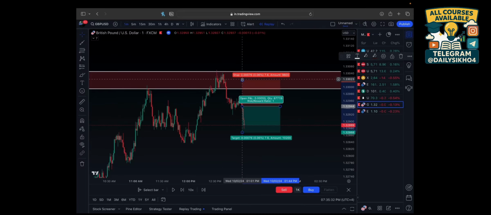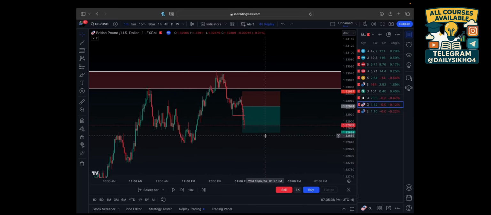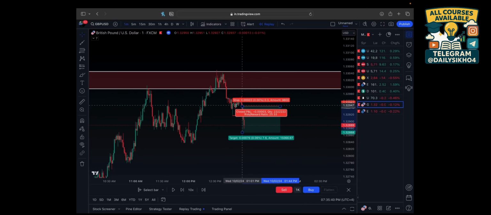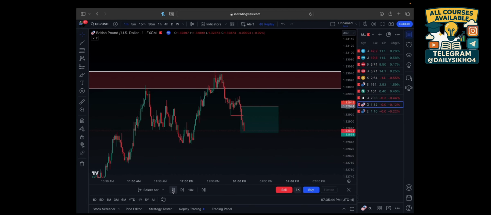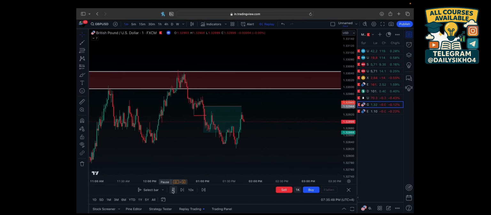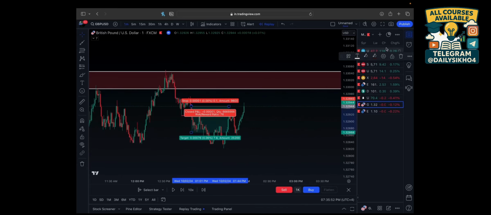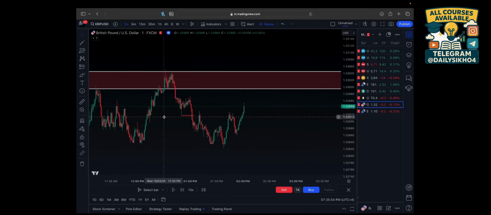So I entered somewhere over here. My stop loss was already over here. And the moment price broke structure over here, the moment price made a new lower low, my stop loss was again at break even. Then what happened? Price came back. And price stopped me out again. So I was stopped out twice at break even.